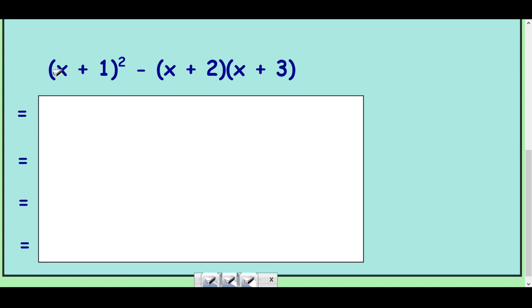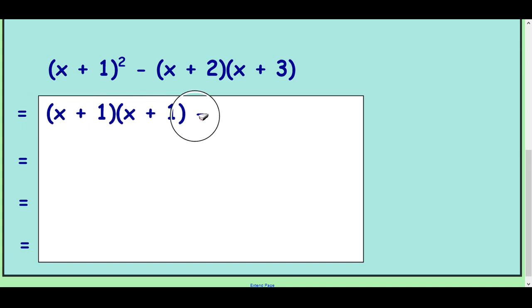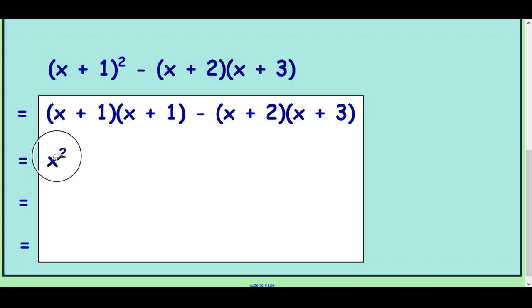Now to start off, I'm just going to do the same thing. I'm going to write this out a wee bit longer just to make this a wee bit easier to do. So let's start with the first one, x plus 1 times x plus 1, similar to the one before. So x times x, x squared, x times 1 is x, and 1 times x is x. So that's going to make a 2x. 1 times 1 is 1.